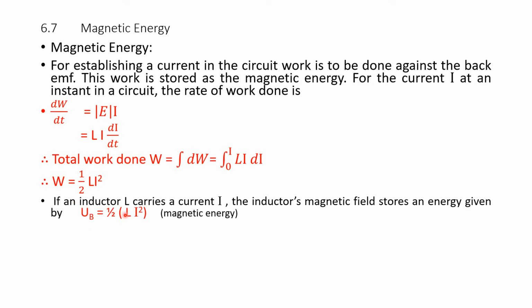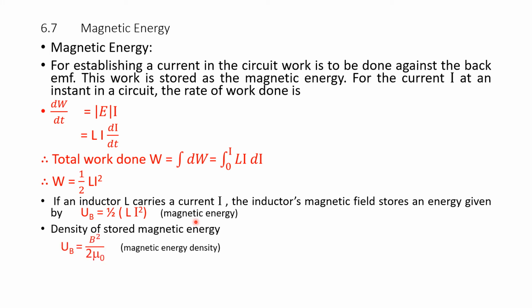If an inductor carries a current I, the inductor's magnetic field stores an energy given by the equation UB equals half L I square. The value of W equals half L I square is nothing but the energy, and this is the magnetic energy. Density of stored magnetic energy can also be written in terms of magnetic field intensity. Therefore, UB is equal to B square divided by 2 mu naught.